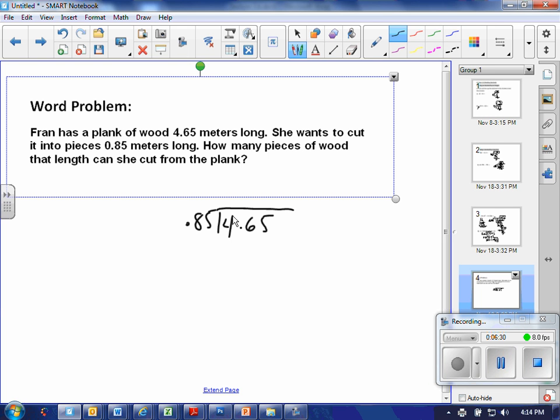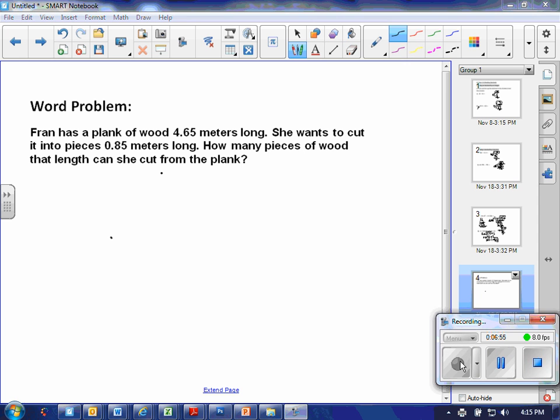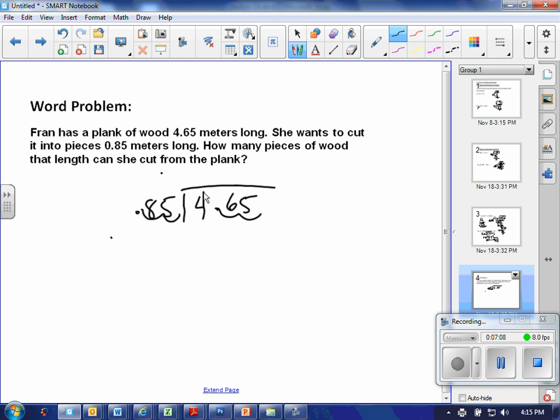So how many of those pieces can go into that? So we're going to divide 4.65 divided by 0.85. So move the decimal place, 2 to the right, raise the roof. Sorry, my cursor is messing up. Okay, so again, let me start over. 4.65 divided by 0.85. So again, move it twice, raise the roof.